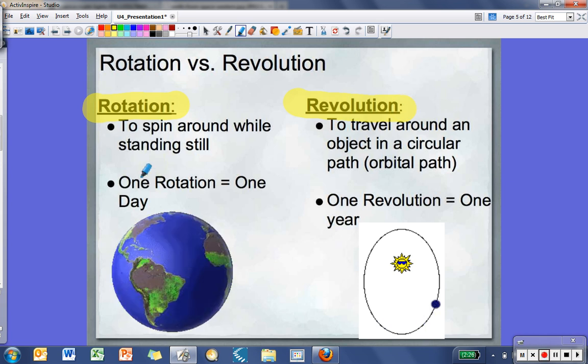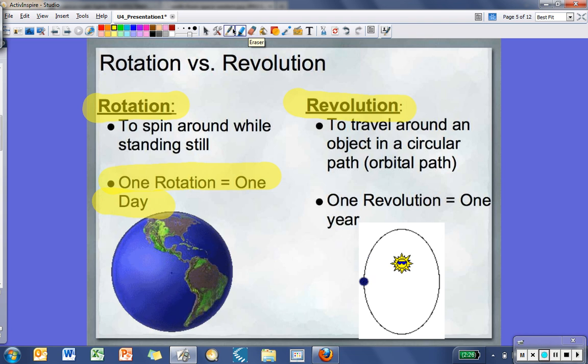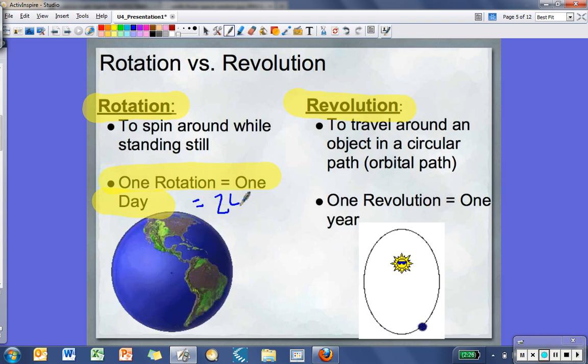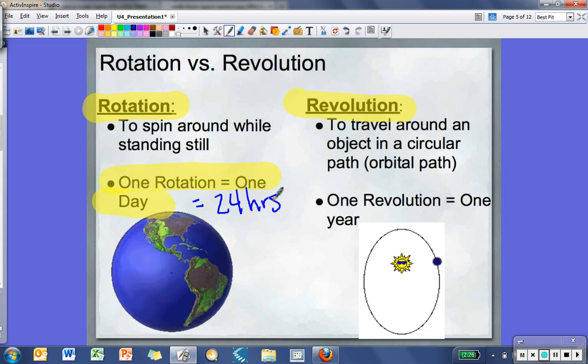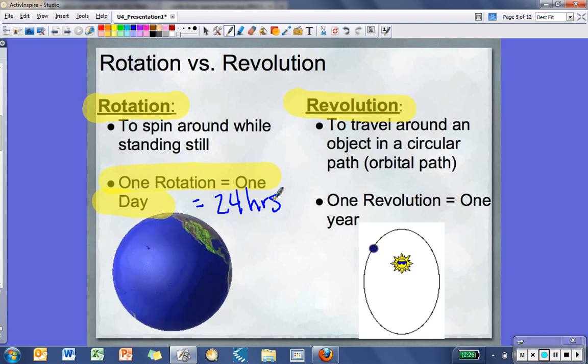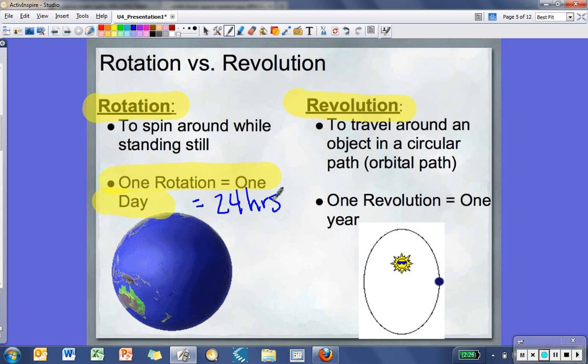And one rotation equals 1 day. Okay, so if it spins around one time, it's 1 day. That's the reason why our day is 24 hours, because it takes the Earth 24 hours to spin one time around. Okay, so they didn't just make up the number 24 hours as a day. They did it because it takes the Earth 24 hours to spin one time.